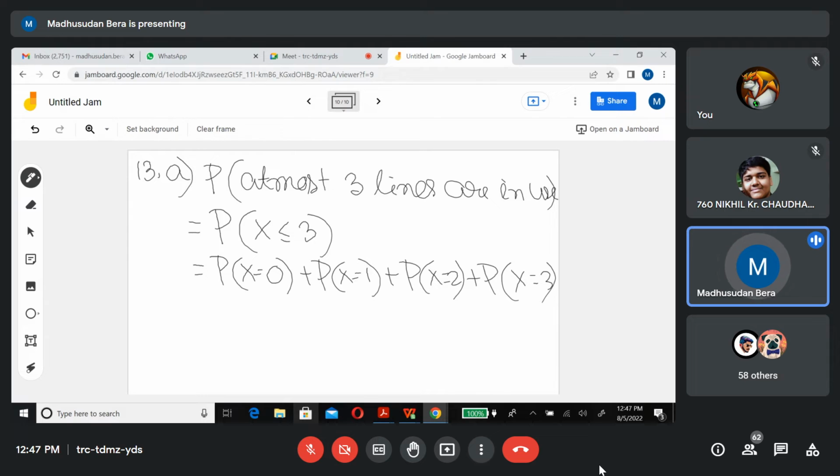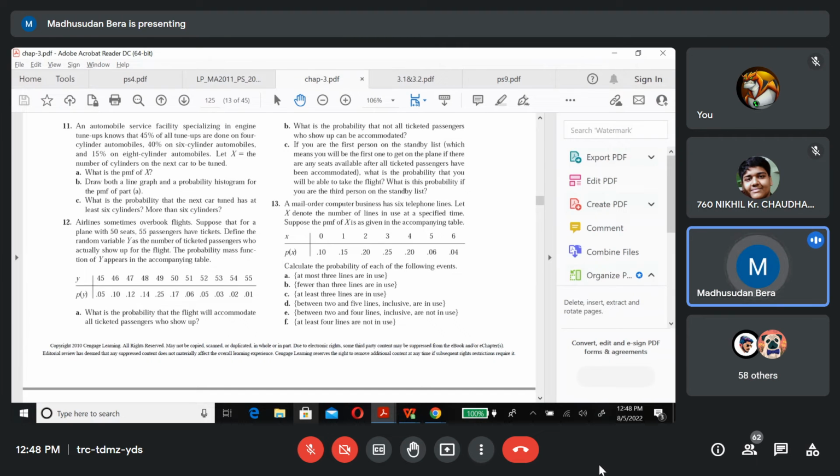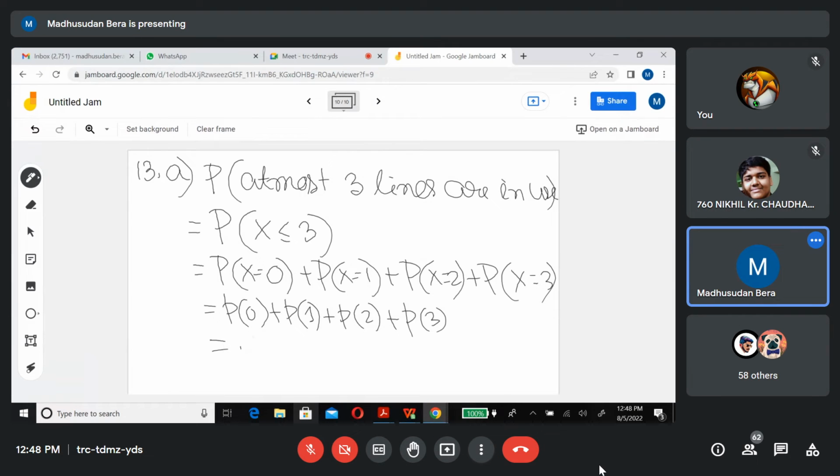These are nothing but the probability mass function values: small p0, p1, p2, p3. So 0.10, 0.15, 0.20, 0.25. This is 0.30 plus 0.40, 0.70. So at most 3 lines are in use, that probability is 0.70.